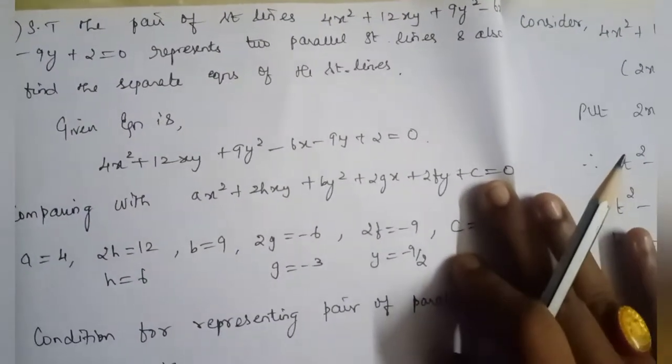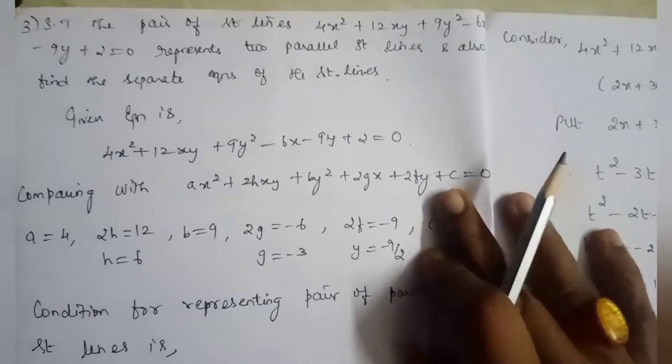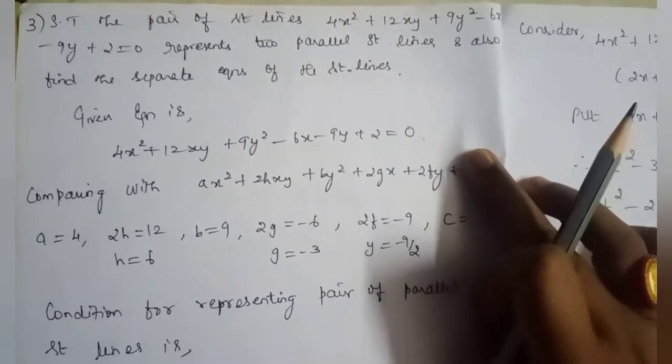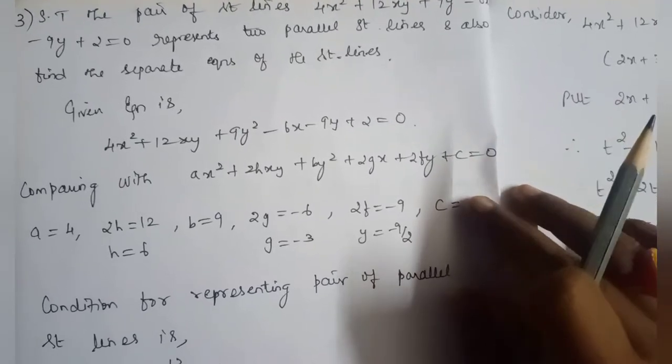This is very important, 5 marks. Okay. Now the third sum. Show that the pair of straight lines 4x square plus 12xy plus 9y square minus 6x minus 9y plus 2 is equal to 0 represents 2 parallel straight lines, and also find the separate equation of the straight lines.